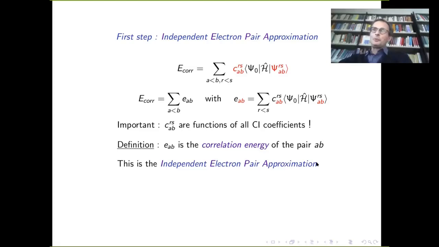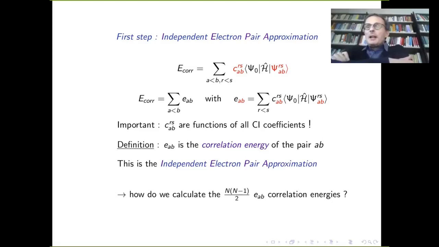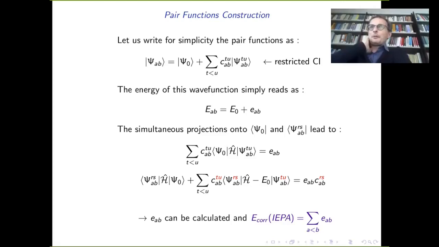So the first thing is, how do we calculate these correlation energies? The number of those is simply the number of pairs, so it's just N times N minus one divided by two, assuming that the total number of electrons is capital N. This is a little bit of rewriting, but we may write the pair function as a contribution of the Hartree-Fock reference energy and a summation over those. That's the way we write the pair energy.